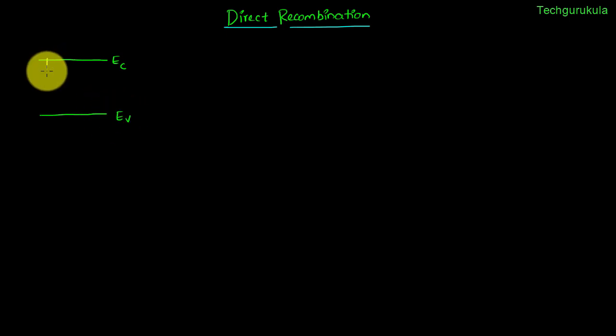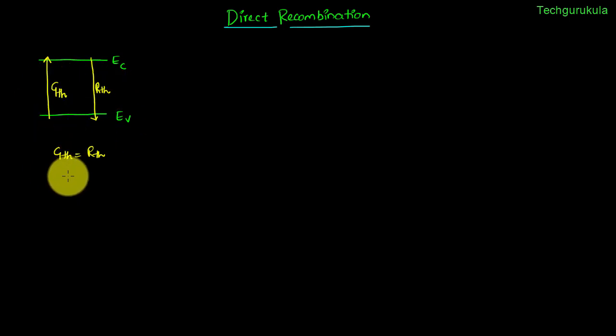Because of thermal equilibrium, there will be generation of electron hole pairs, and this generation we will call GTH, representing thermal generation of electron hole pairs. At the same time, we have a recombination which we call RTH, and in equilibrium GTH would be equal to RTH, and the carrier concentration in this semiconductor would satisfy the mass action law.